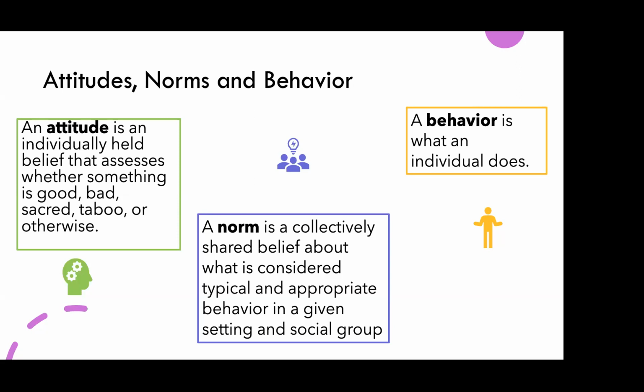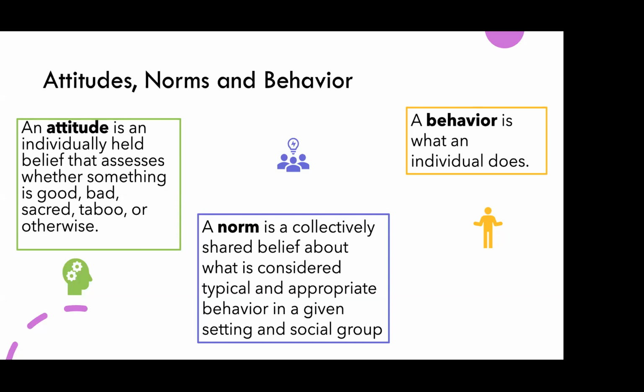And a norm basically represents what I think is considered typical, appropriate, right, just in a given social setting, in a given social group. So I might think that a behavior is right in my circle of friends, but it could be completely different in my workplace. It could be completely different in my family, because these are completely different social groups, in which I learn what the expectations of others are and what expectations the others have of me.